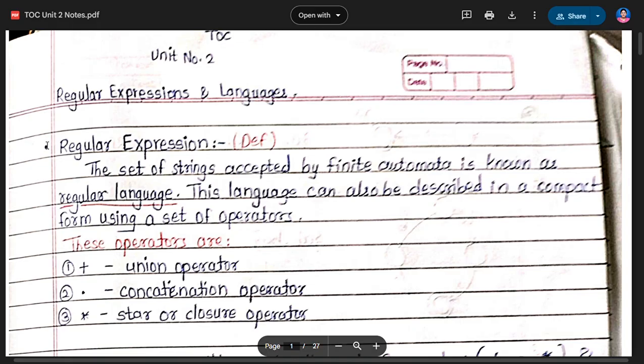So this language can also be described in compact form. The regular language can be described in compact form using a set of operators. Now, which operators are there? Plus means the union operator. Dot means the concatenation operator, and star means the closure or star operator. This will also be asked in the exam.